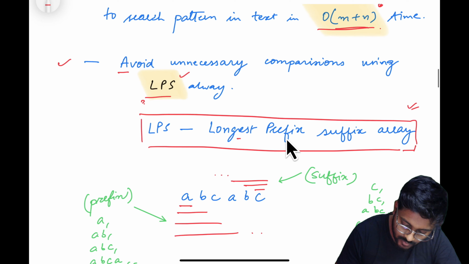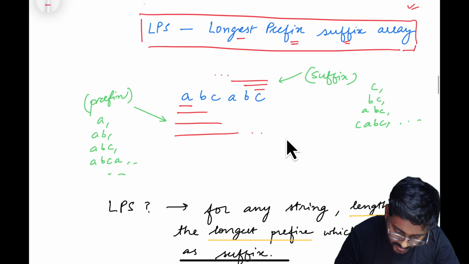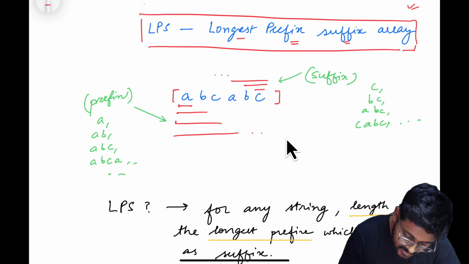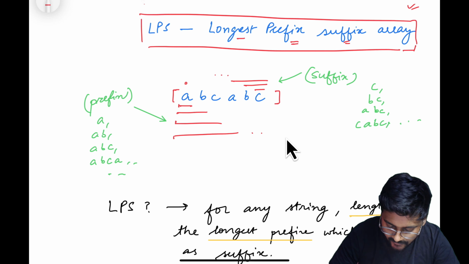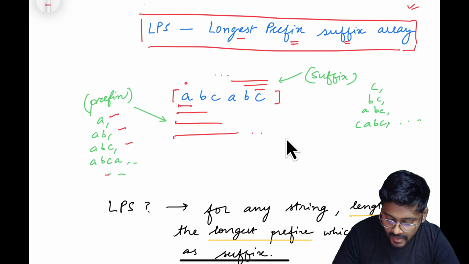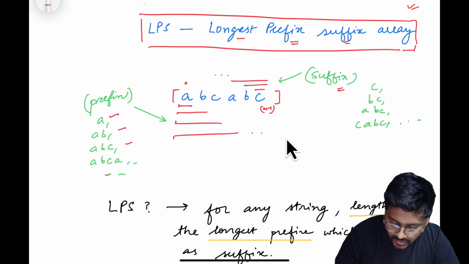Longest, prefix, suffix. Longest we know. Let me tell you what is prefix and suffix. For any string, let's say this is the string, and in the string there are 6 characters. Whatever is the substring starting from index 0, that is a prefix. Let's say in this case A, AB, ABC, ABCA, and many more. These are the prefixes. And suffix, any substring ending at n-1 index, that is a suffix. C in this case, and then BC, ABC, CABC, BCABC. These are our suffixes.